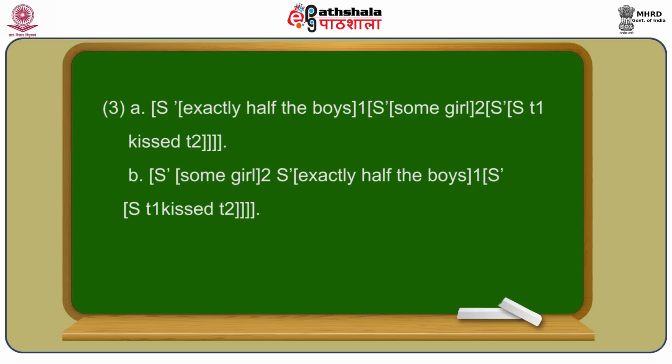The other possible interpretation would be one where some girl has scope over exactly half the boys. So you have some girl co-indexed with 2, followed by exactly half the boys co-indexed with 1, and then you have T1 kissed T2. Now, in general, any sentence with n noun phrases can in principle have up to n factorial logical forms.